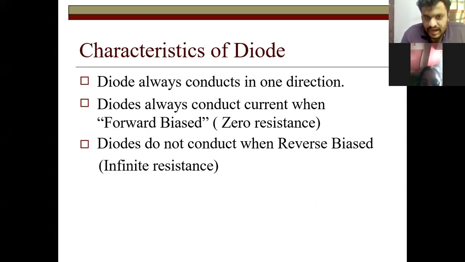Generally we connect diodes in forward bias only. When we connect in forward bias, it will have zero resistance.